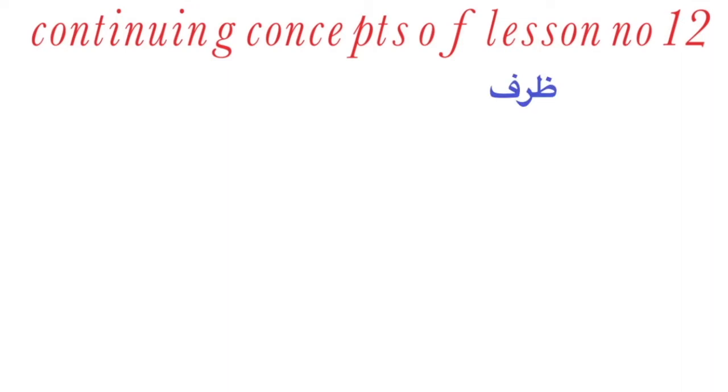What we were doing was we're learning about zarf. So, we know zarf is adverb, the place or time where the action is done or the subject is present. So it is also called maf'ulun fihi. We know it is called maf'ulun fihi when the zarf is mentioned in a jumlatul fa'aliyah, not in jumlatul ismiyah. It's not a very strict rule, but just to know that it has the same name.